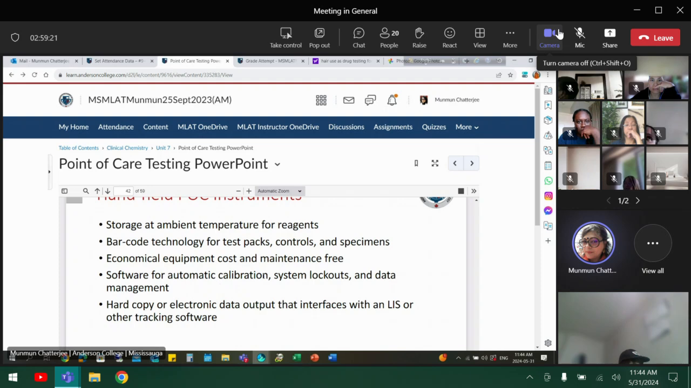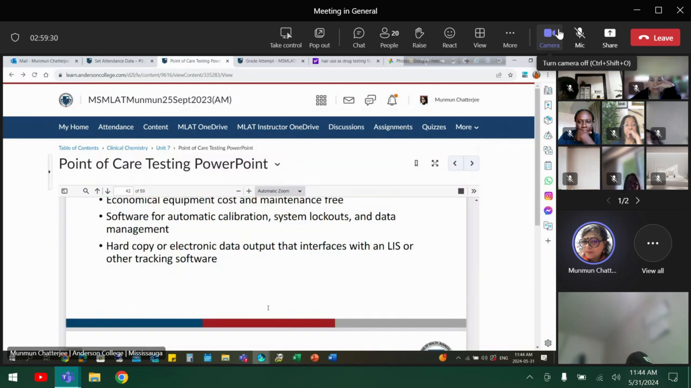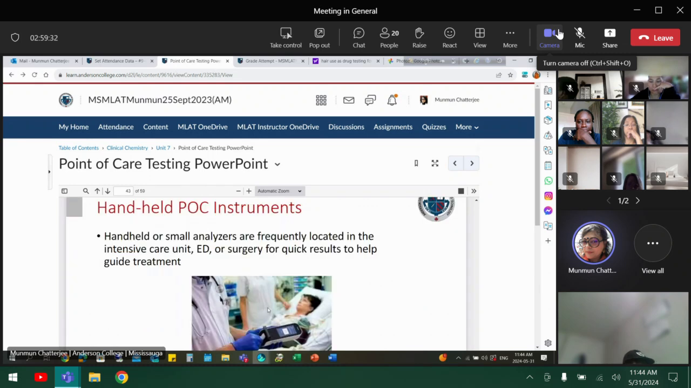Software provides automatic calibration, system lockouts, data management, and hard copy of electronic data output that interfaces with the LIS or other tracking system. You don't need to know so much. Handheld or small analyzers are frequently located in the intensive care unit, the emergency or surgery for quick results to help guide treatment.